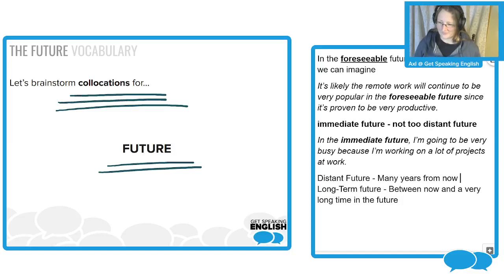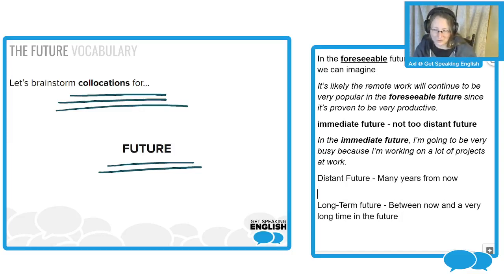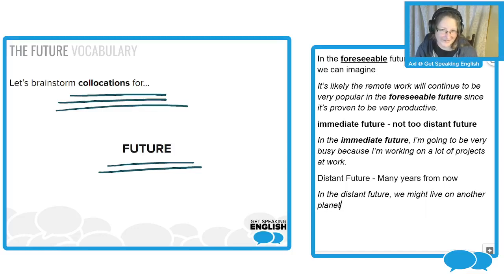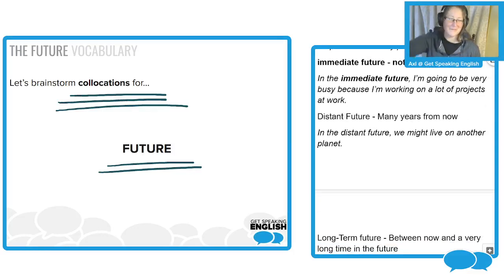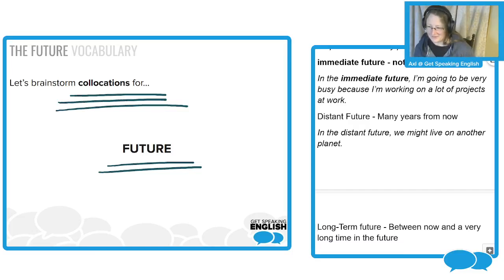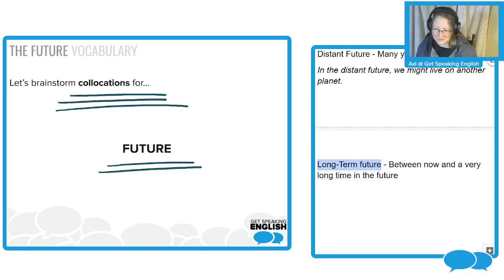So for example, we might say, in the distant future, we might live on another planet, something like that. So very far away in the future, we might do that. But if I'm thinking about the long-term future, I'm thinking about between sort of now and a period of time sort of in the future.